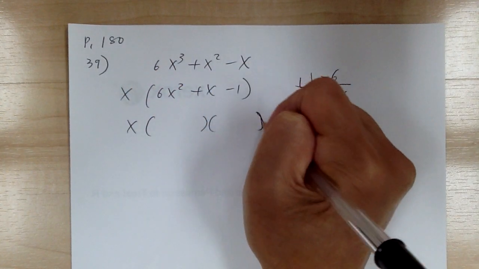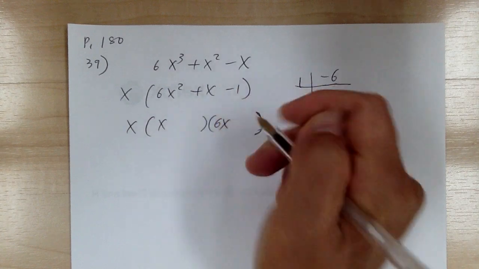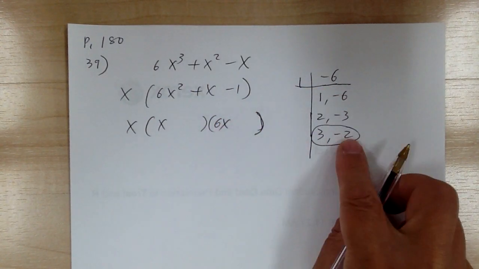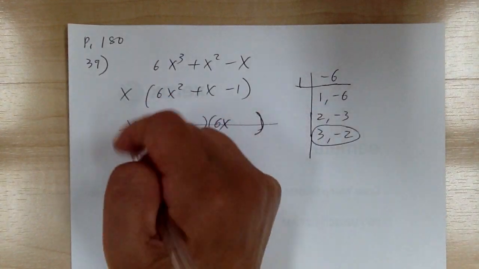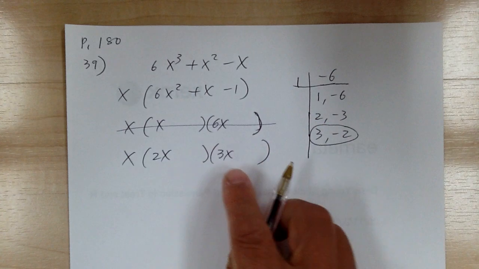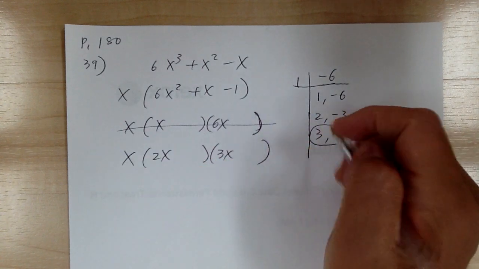Okay, so you can break it down. So you got x, 6x. So 6 times something equal to 3. No, cannot. 6 times something equal to negative 2. Cannot. So this is the wrong one. So you go to the next one, 2x and 3x. So 3 times something equal to 3. Yes, so this is the inside.